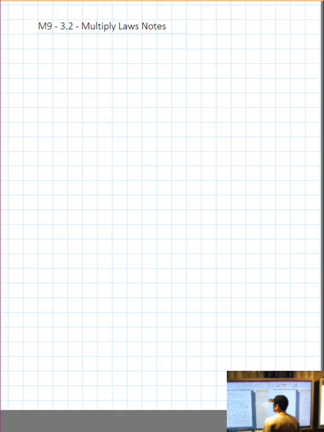Okay, so we just took a look at multiplying with the same base, adding the exponents, and dividing with the same base, subtracting the exponents. Now we're going to take a look at exponents to exponents. So let's take a look at 2 squared cubed. Now, what does this mean?